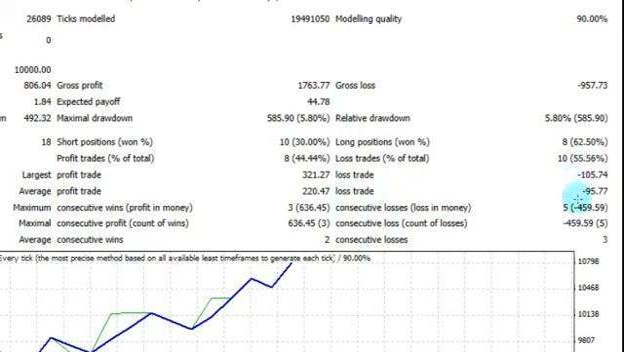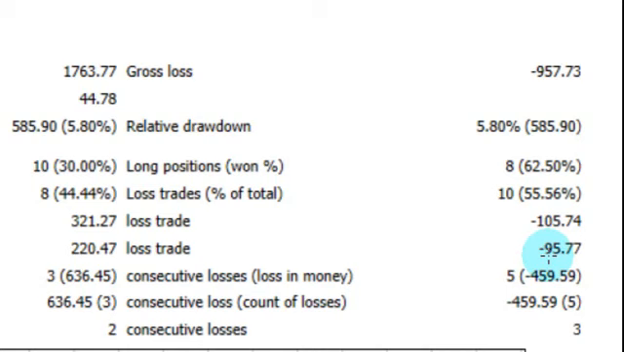I risked 100, which is 1% from my account, and I took 2% at least. And this is the average. The average was around $200 profit. The average loss was around 100.